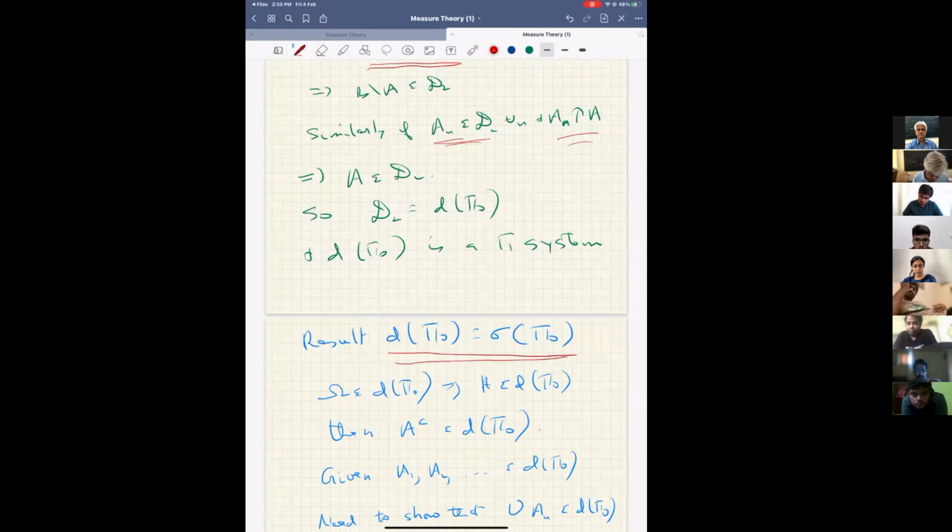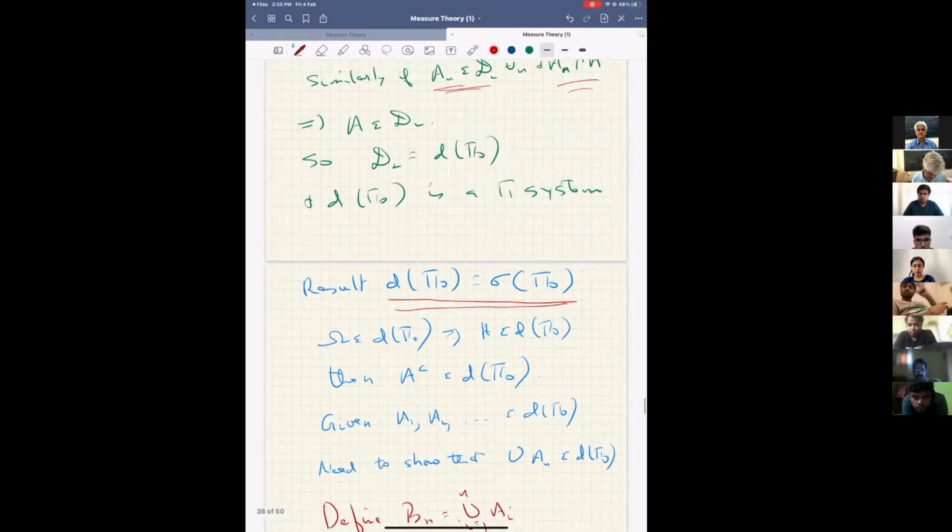So D of pi 0 is equal to sigma of pi 0, of course. If you have a sigma algebra, it's closed under intersection, so it's a pi system. And B minus A is going to be there for every B and A. And if you have an increasing sequence, its limit is going to be there. So a sigma algebra is obviously a D system. But the interesting part is that D of pi 0 is actually equal to the sigma algebra. If D of pi 0 is a pi system, then you get that. So that's a clever way of showing that what we have is actually a sigma algebra.